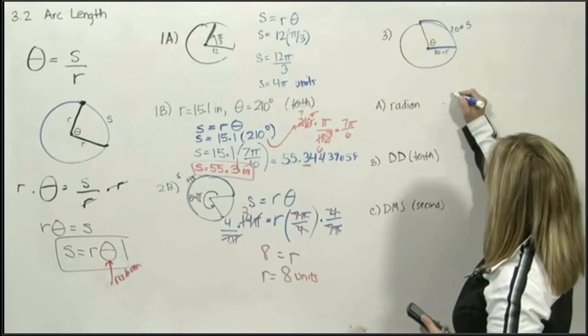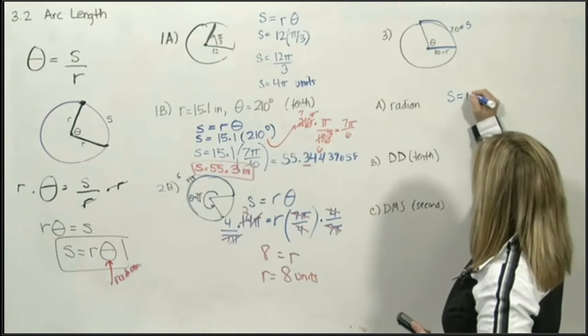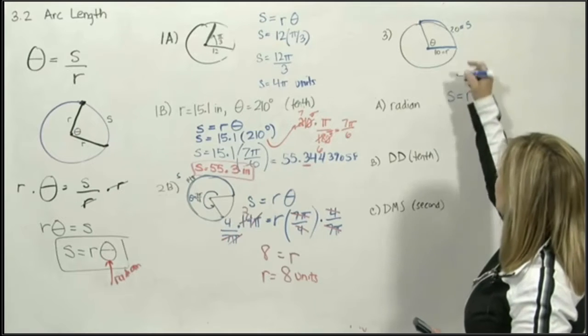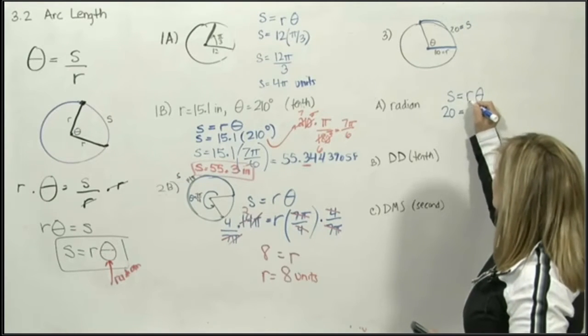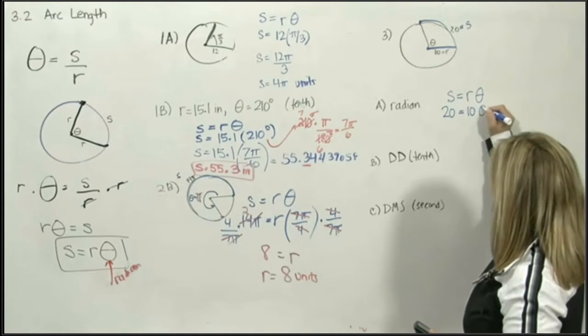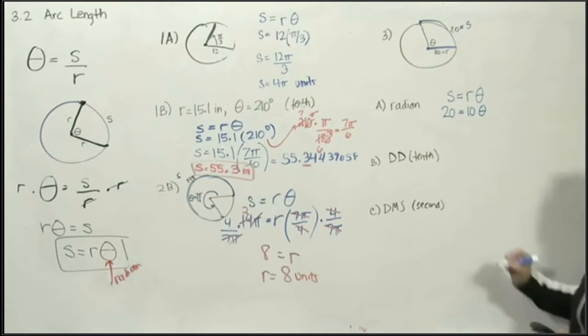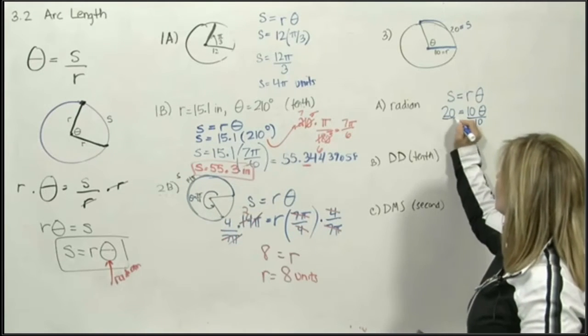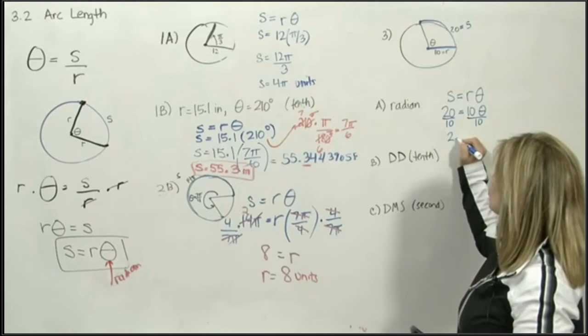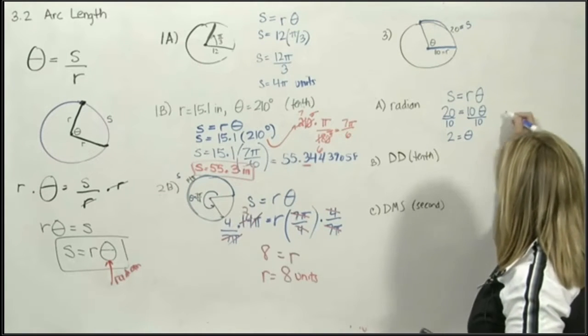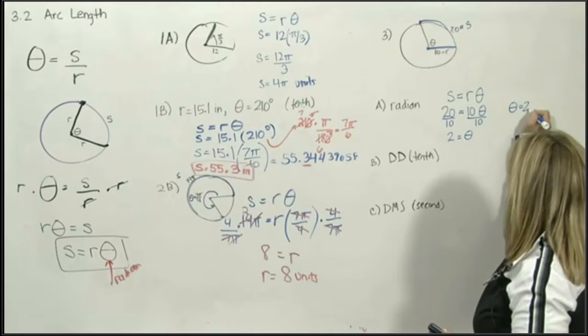So again, the formula is S equals R theta. The length of the arc is 20. The radius is 10. We want to solve for theta. So to solve for theta, we divide by 10, we divide by 10. 20 divided by 10 is 2. 2 equals theta. I'm just going to rewrite that as theta equals 2.